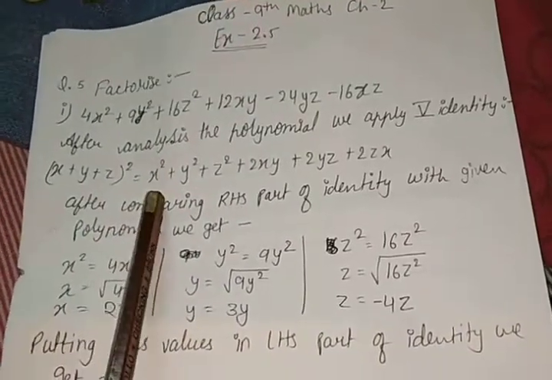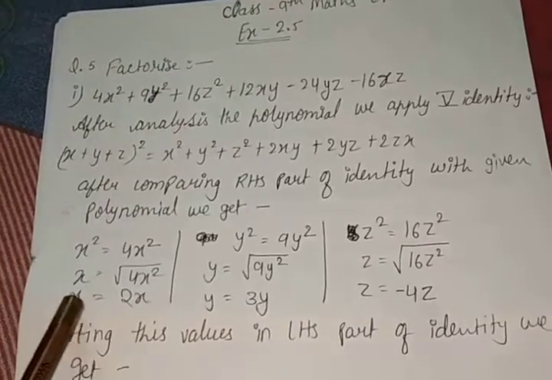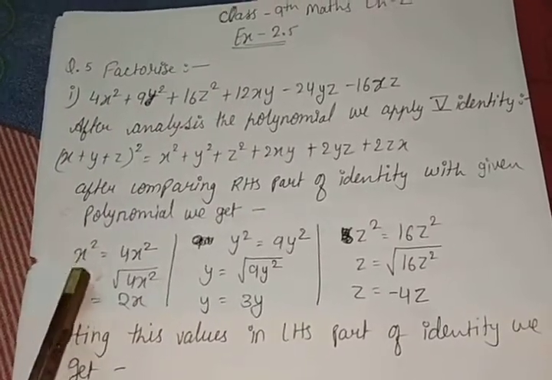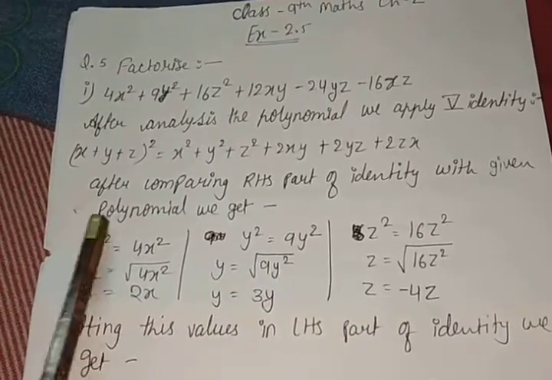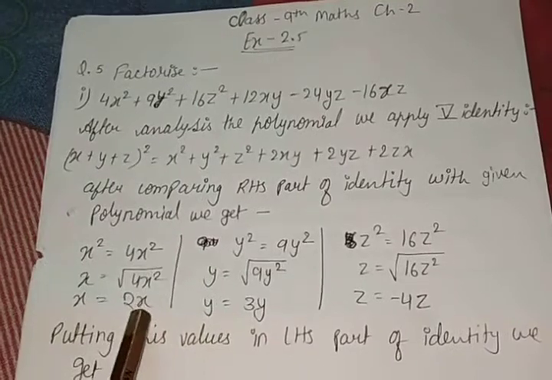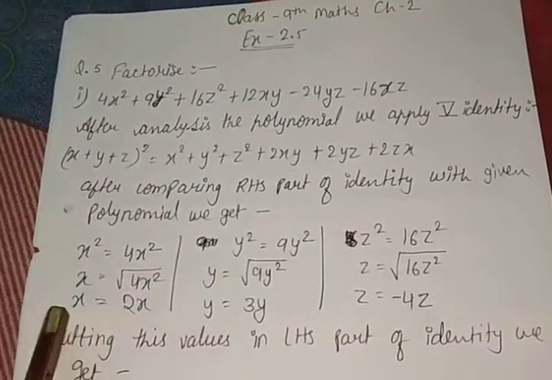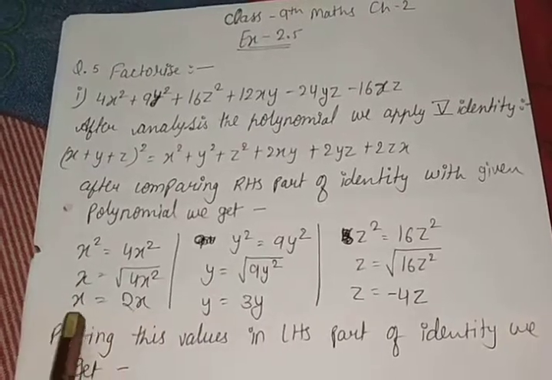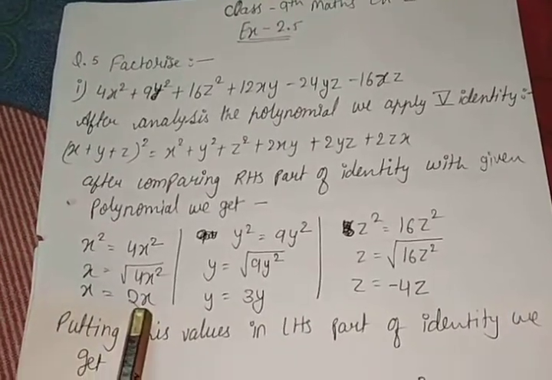The first term is x square and the first term of our polynomial is 4x square. On comparing, we get x square is equal to 4x square. As we transpose this square, it converts into the root on the other side and we get the square root of 4x square in 2x form. So x is equal to 2x. We have to replace this x by 2x.